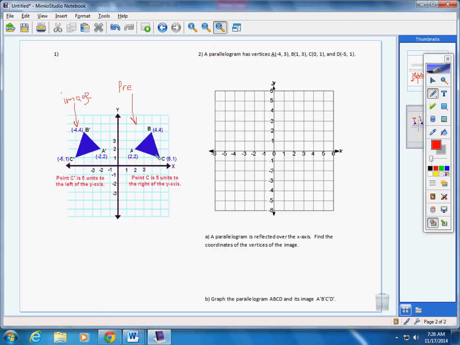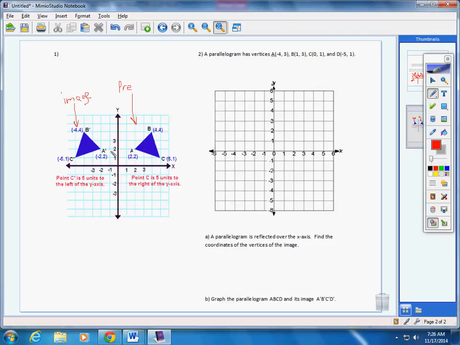This is a reflection, which we talked about yesterday. And all you see is your new points are placed over here on the left. So you started here, we reflected over the y-axis, and A prime is placed over here at negative 2, 2.